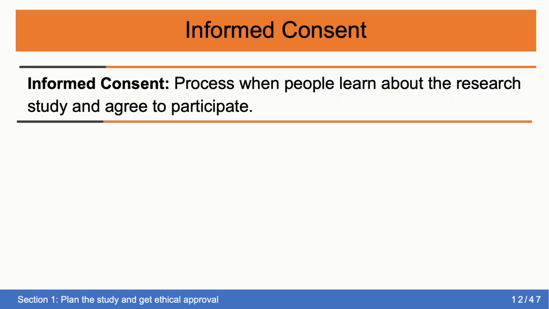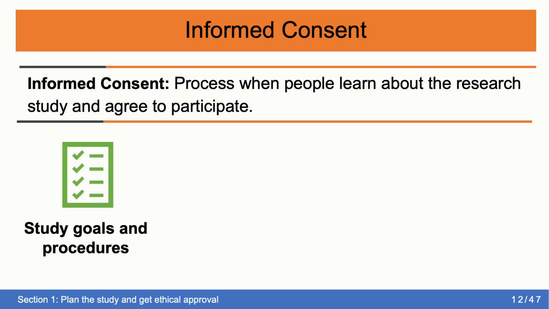Informed consent is the process when people learn about the research study and agree to participate. It is very important for researchers to give people all the information they need in order to consent or agree to participate in the study. Parents or legal guardians provide consent for children under the age of 18. People over 18 years old who have legal guardians may also need consent from their guardian to participate in a study. To get fully informed consent, researchers must provide information about the study's goals and procedures.